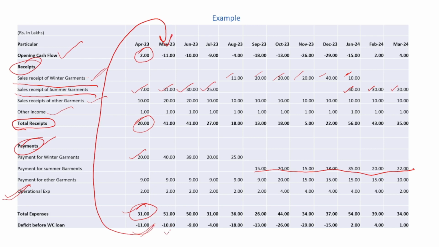Then in May it is a deficit of 10 lakh, then 9 lakh, then 4 lakh, 18 lakh, 13 lakh, 26 lakh, 29 lakh, 15 lakh. Interestingly, after December the deficit becomes surplus, and it is 2 lakh, 4 lakh and 1 lakh. Why? Because in that period receipts are more than expenses.